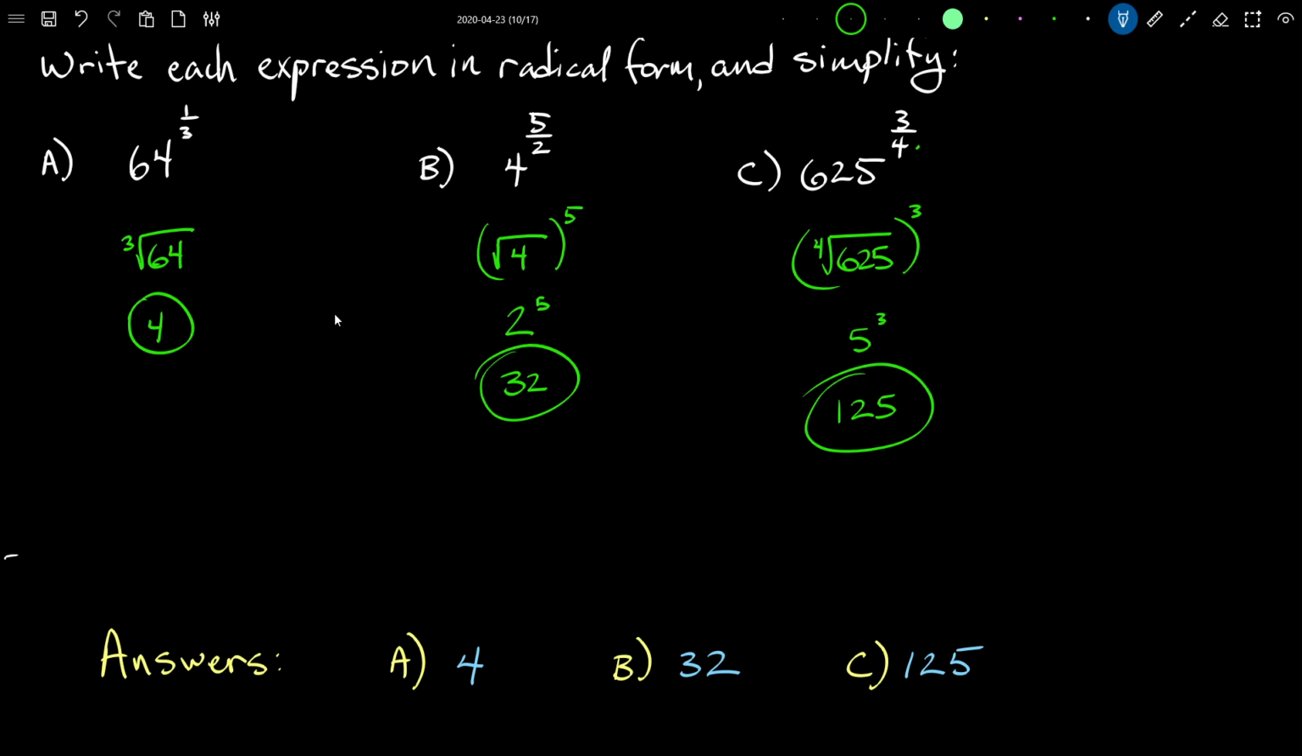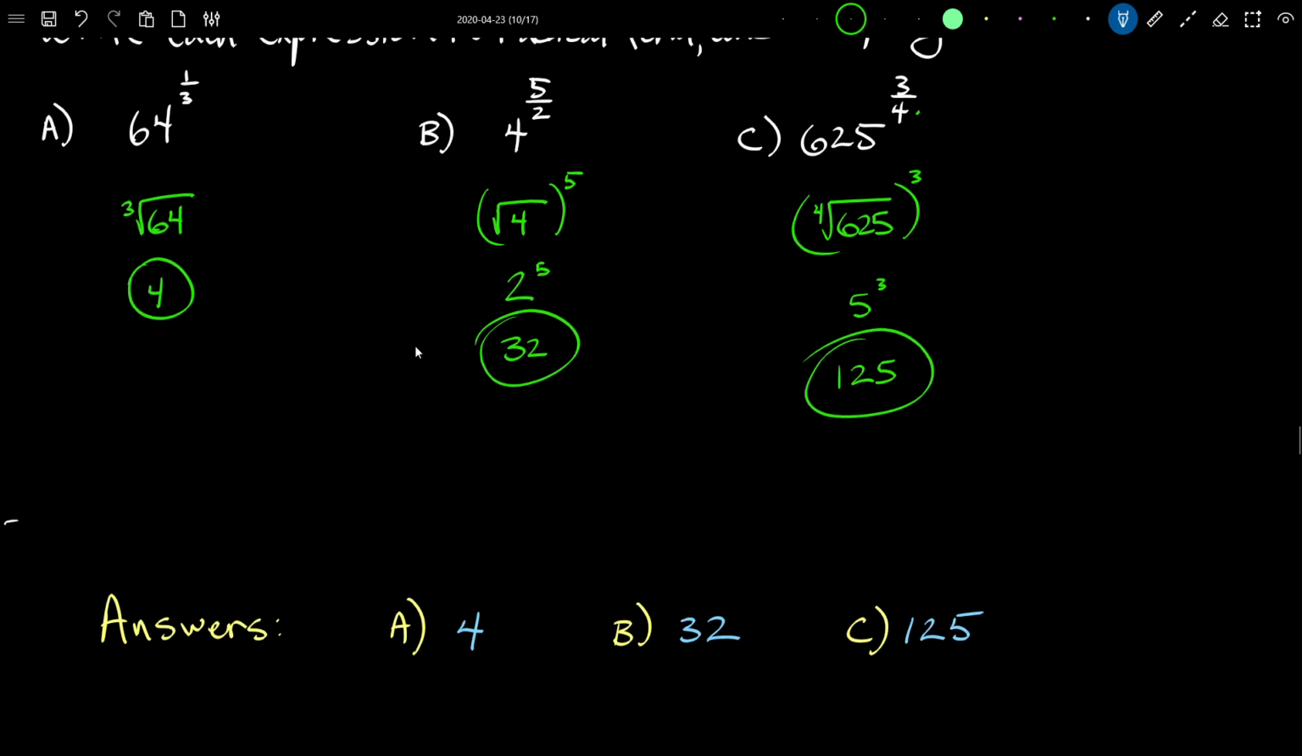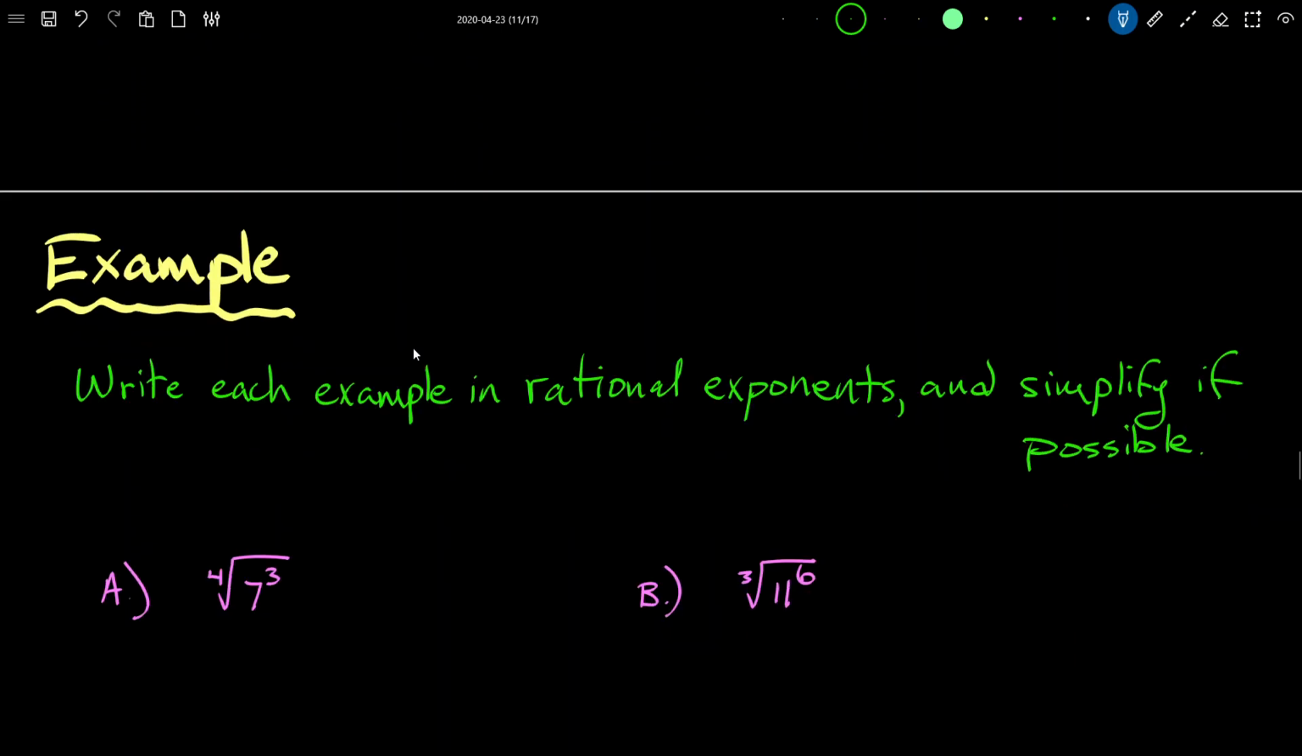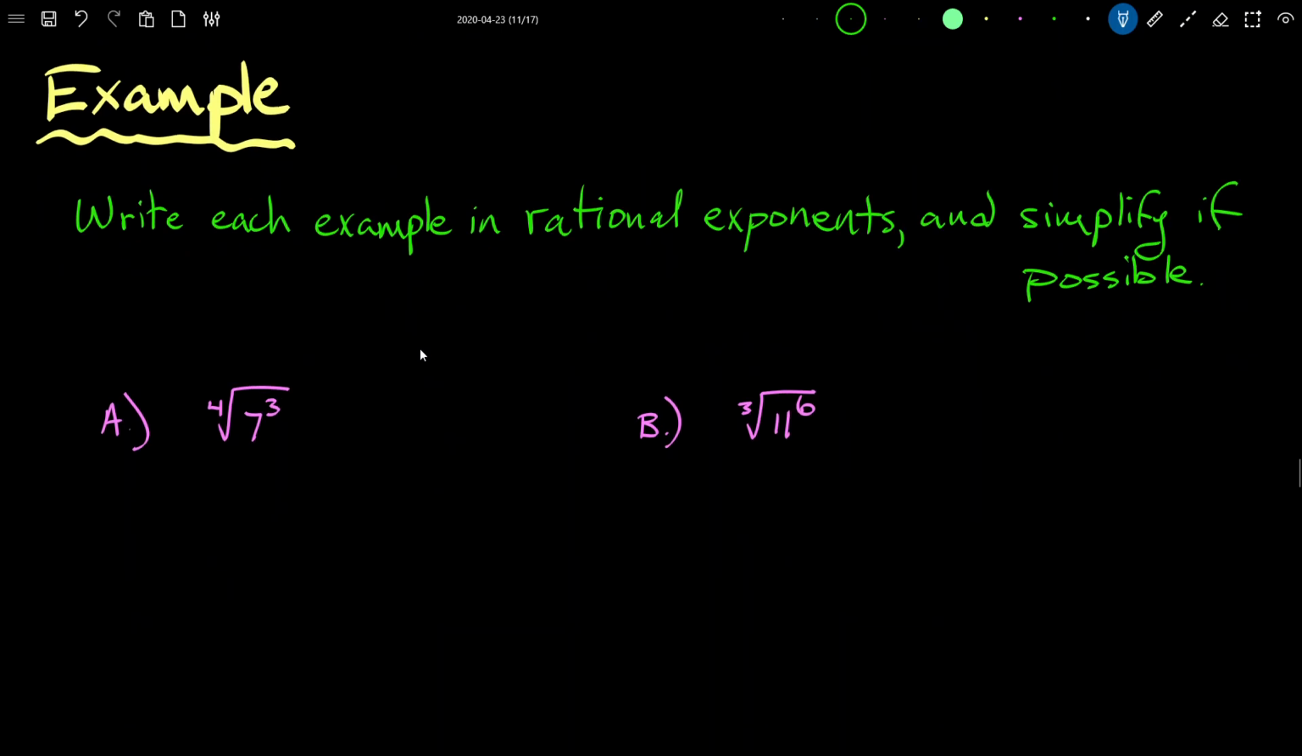So that's kind of switching from rational and radical, and just working with them. Okay, so let's try another example here together. Write each example in rational exponents and simplify if possible. So I've got the 4th root of 7 cubed, and the number I'm working with is 7. And then my root and power, I'm going to write up top separately. So the 4th root is going to be a number on the bottom, cubed on top.